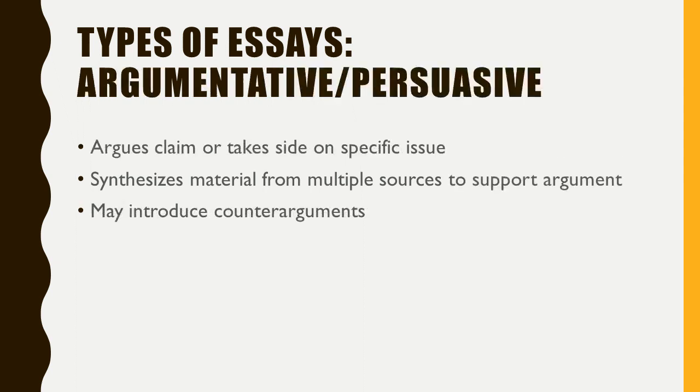On the other hand, the argumentative or persuasive essay does take a clear stance on a topic by making a specific, arguable claim. Like informative essays, this is achieved by synthesizing material from multiple sources, the majority of which should provide evidence in support of your argument. It can be helpful to introduce counter-arguments as a way of revealing their weaknesses and further strengthening your own position. However, in doing this, you want to be careful that your argument doesn't get overshadowed.